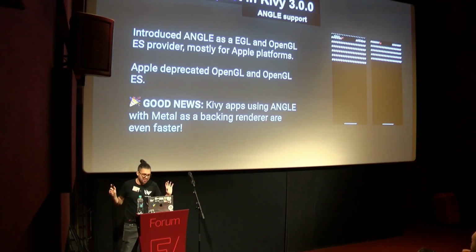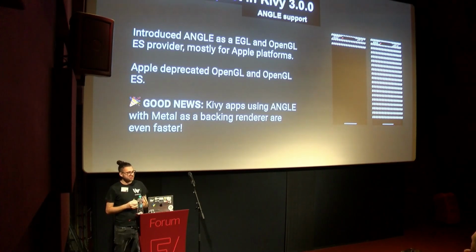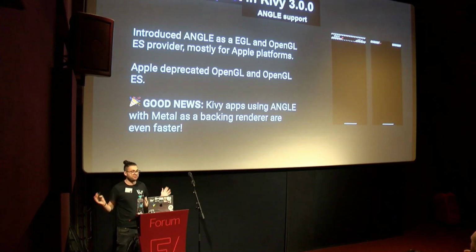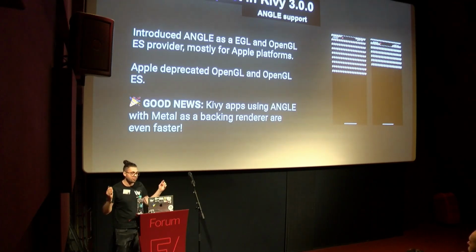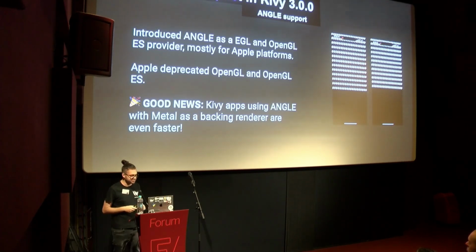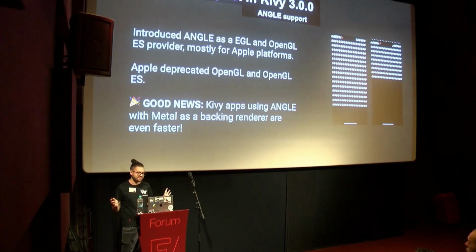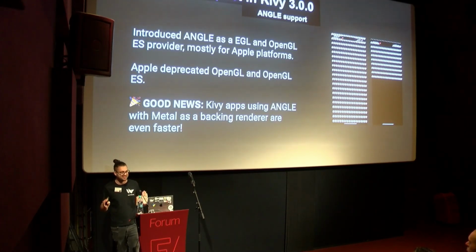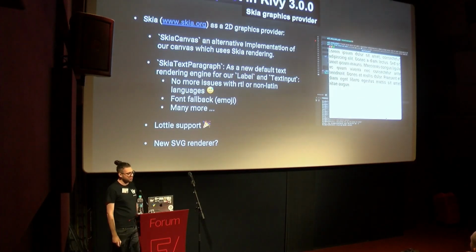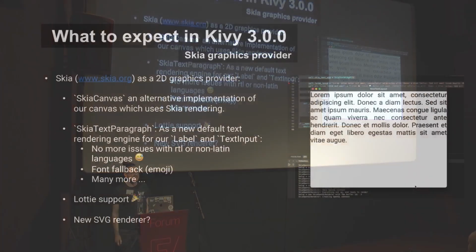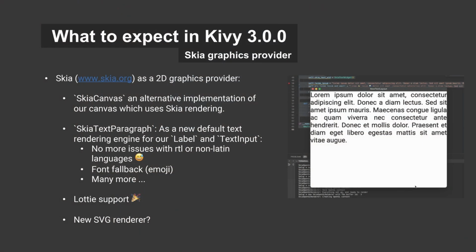Then, we introduced ANGLE, an OpenGL ES provider, mostly for Apple platforms, because Apple deprecated OpenGL and OpenGL ES and wants us to move to Metal as soon as possible. The good news is that Kivy apps using ANGLE with Metal as a backend renderer are even faster. And then we are also getting Skia as a graphics provider. Skia is a graphics backend for a lot of things, like Chromium. And we decided to choose Skia for the next release of Kivy.